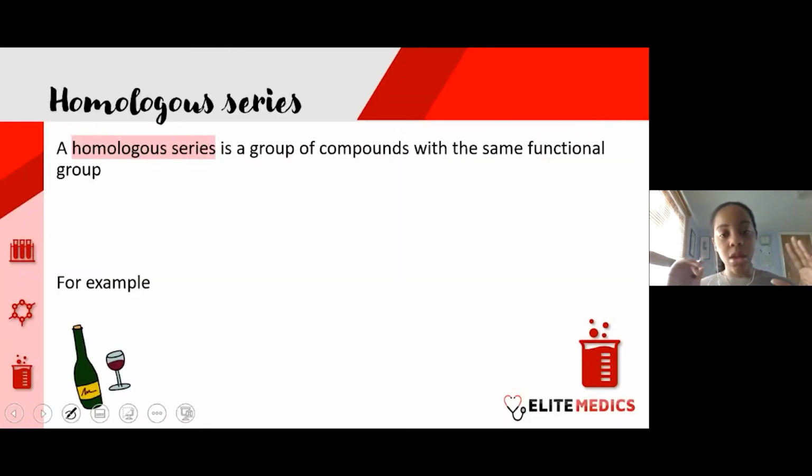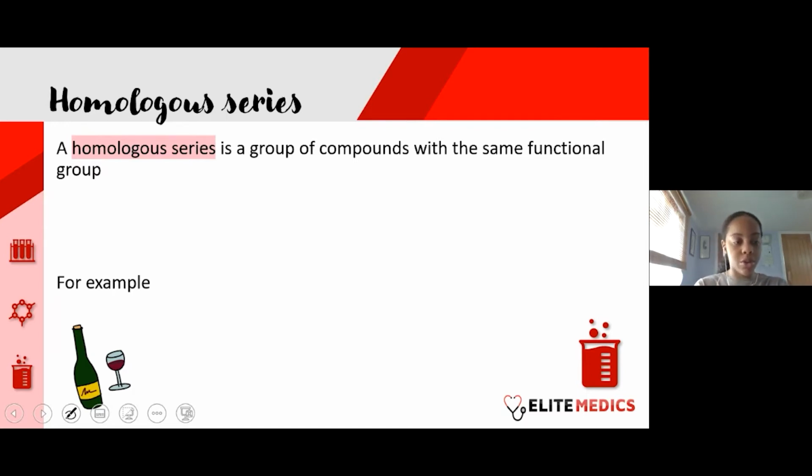So in organic chemistry, the way that we like to group what we are learning is through this term here, a homologous series. We've already established that in organic chemistry, we're going through carbon-containing compounds. In particular, we're going to be going through certain groups of carbon-containing compounds, and each group is essentially what we call a homologous series. It's just a group of compounds with the same functional group.